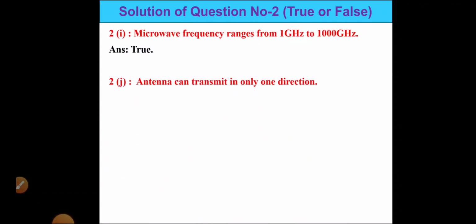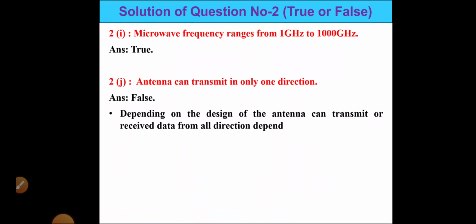An antenna can transmit in only one direction. This statement is false, because based on the design of the antenna, it can radiate or transmit signals in any direction. If the antenna is omnidirectional, it can transmit in all directions. If it is a bidirectional antenna, it will transmit in only two directions. So depending on the design of the antenna, it transmits or receives data from all directions.